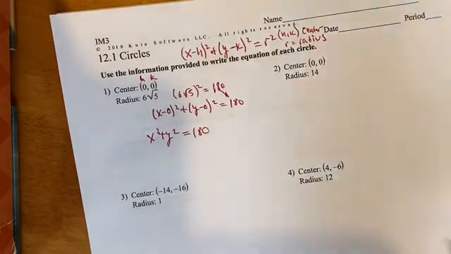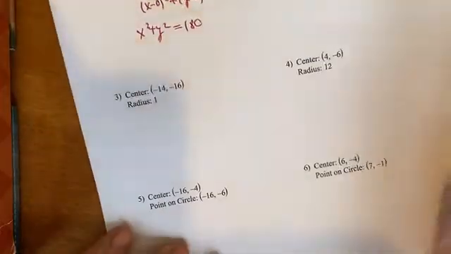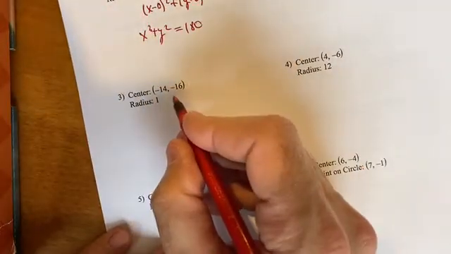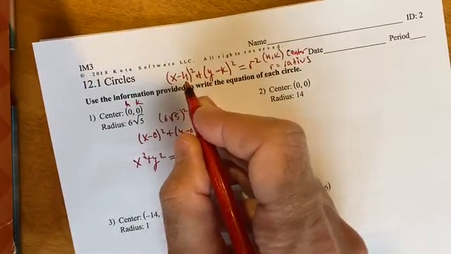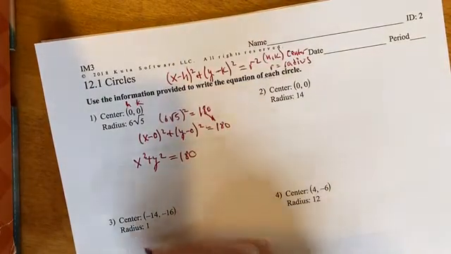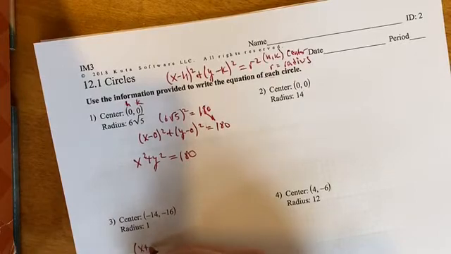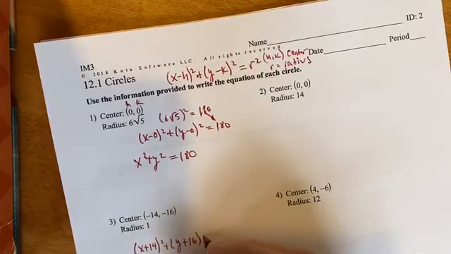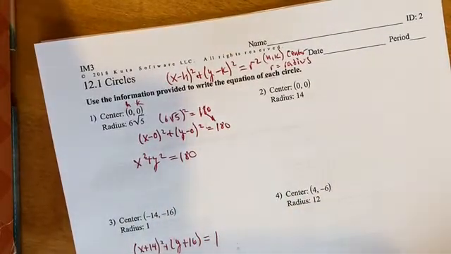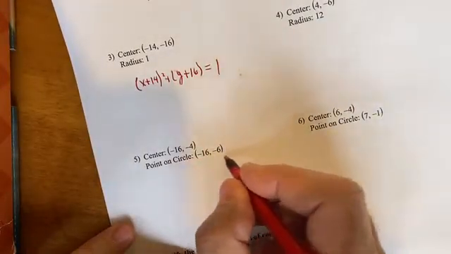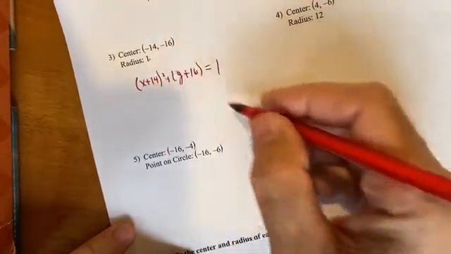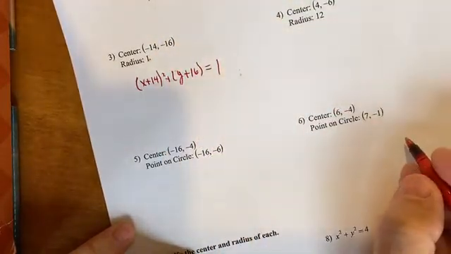Now, we're going to go to some problems where you don't just have 0, 0, right? So we're going to actually have numbers inside of this, but it's always going to be opposite signs. So if it's minus 14, we'll get x minus negative 14, which is x plus 14. y plus 16, and that equals 1 squared, which is 1.